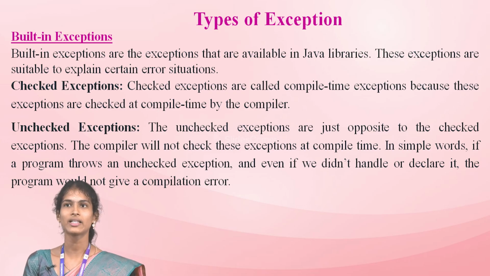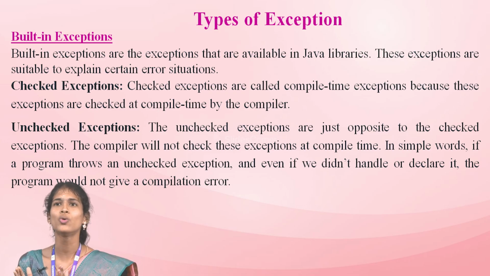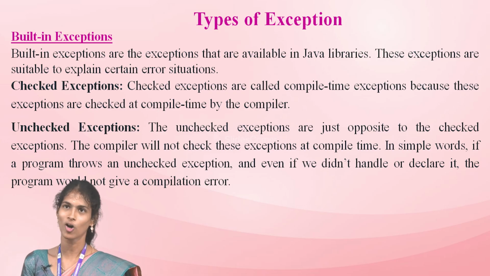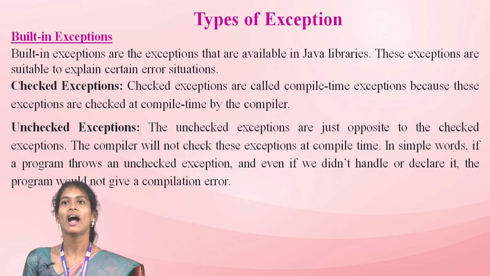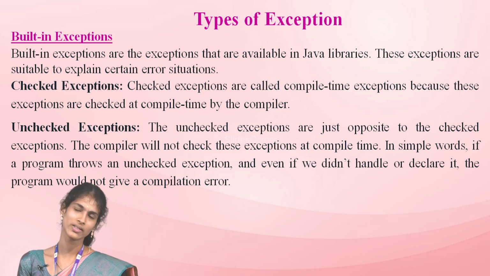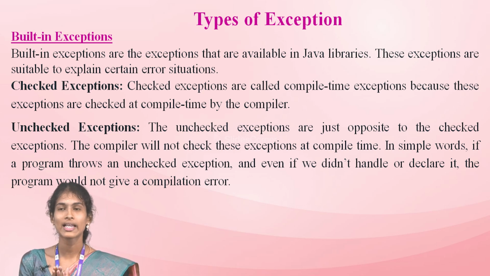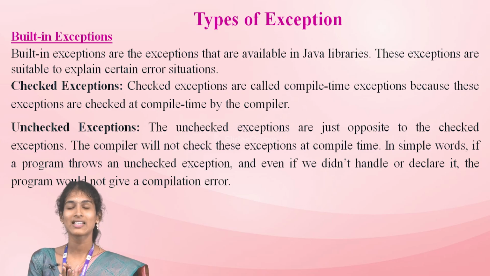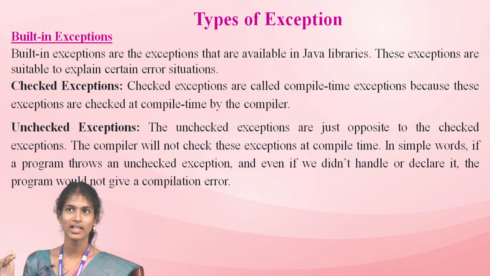The next, ArithmeticException. It is thrown when an exceptional condition has occurred in an arithmetic operation. The second, ArrayIndexOutOfBoundsException. It is thrown to indicate that an array has been accessed with an illegal index. The index is either negative or greater than or equal to the size of the array.